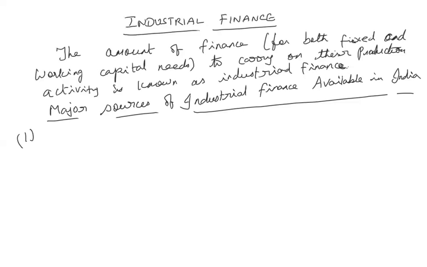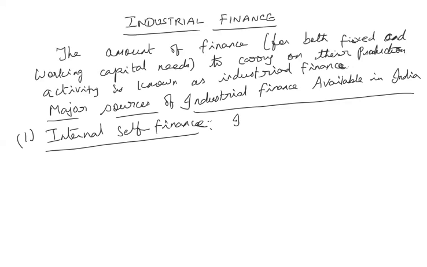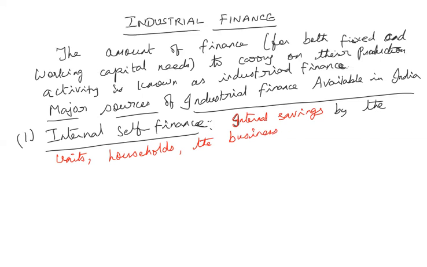So first and foremost source, in the order of importance, is internal self-finance. That is, whatever finance is the savings retained by the industries on their own. So it is basically the internal savings by the units themselves, or they get it indirectly from the households. Households, where do they save? They save in the banks, and so those savings are channelized through investment. So they get their funds from the households indirectly, the savings of the households, and the business units themselves, or from the government. So this is one of the major sources of finance for the industries.